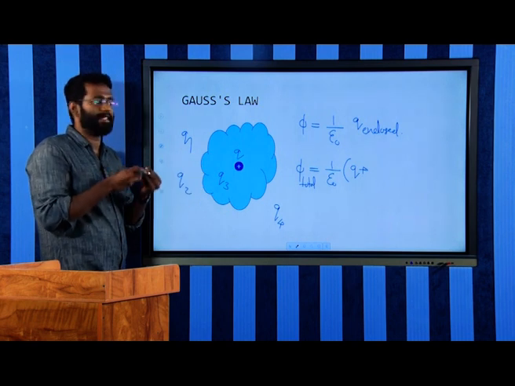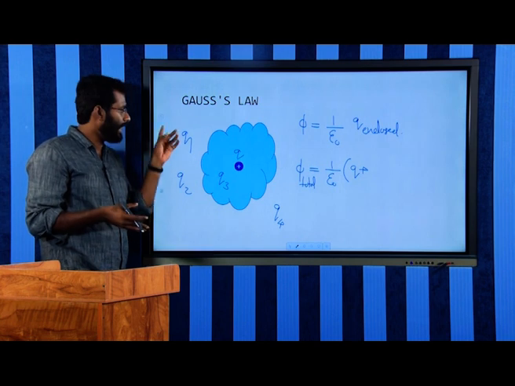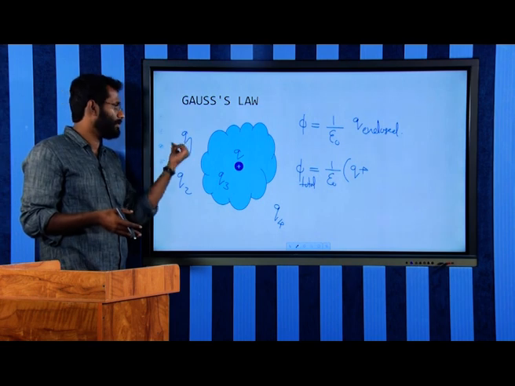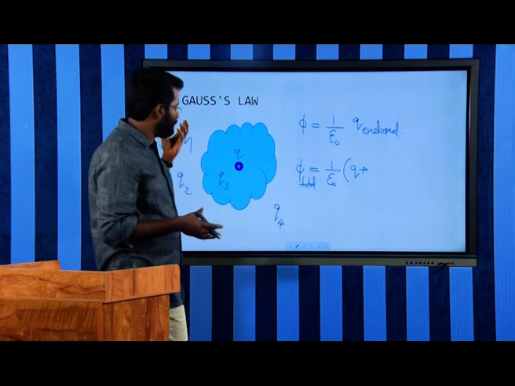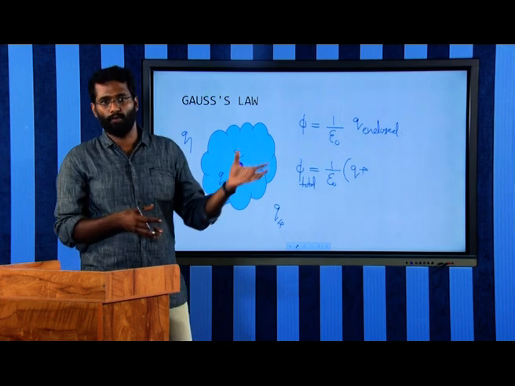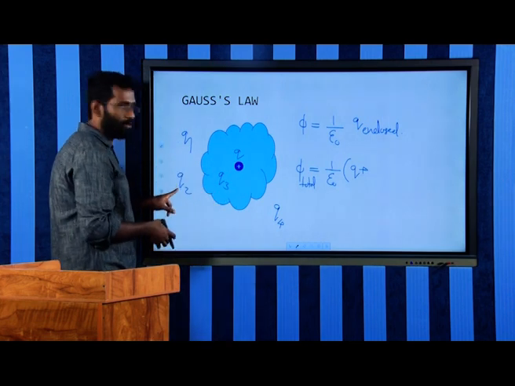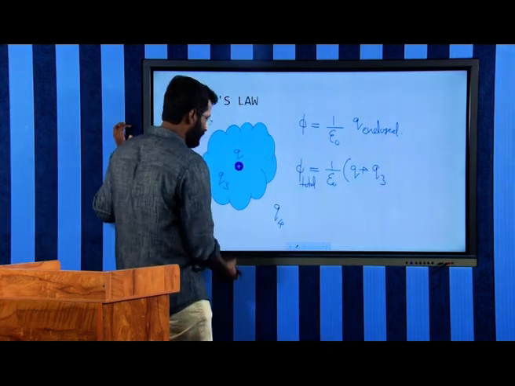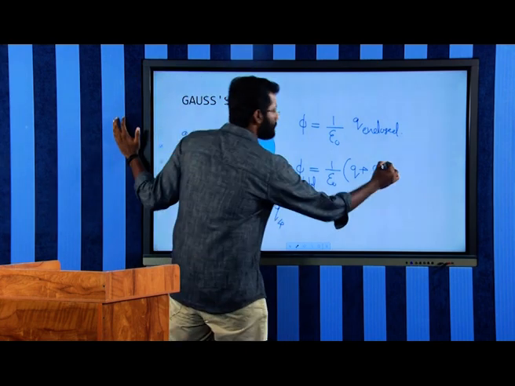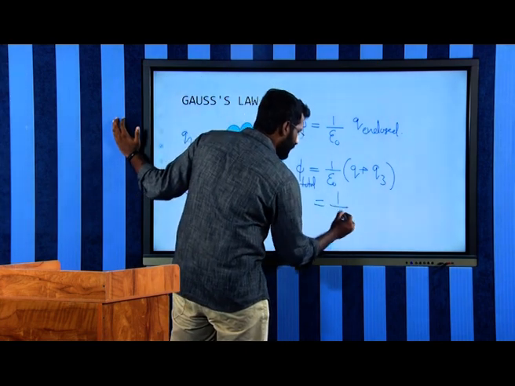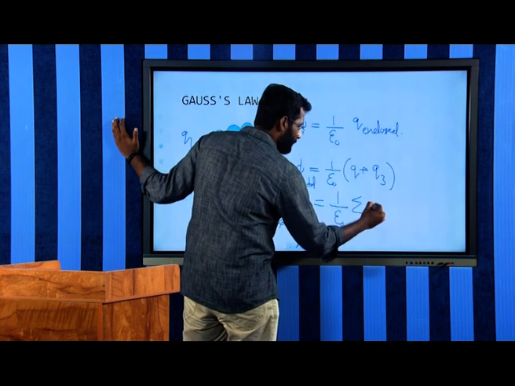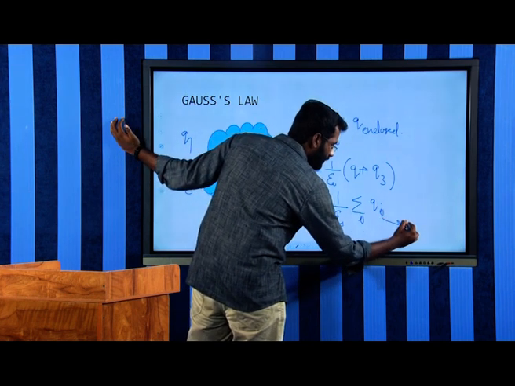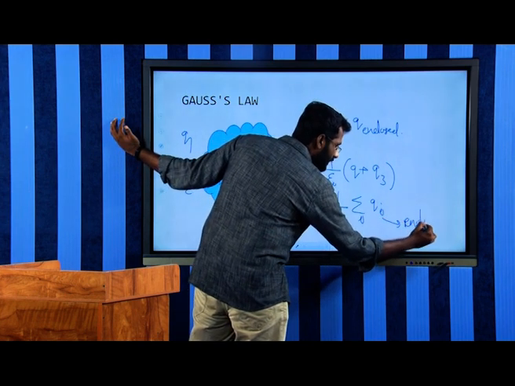An outside charge cannot contribute to the total flux. It can have a flux, but the field lines entering and leaving will be the same due to this charge. So there is no need to consider this q1 here. Then q2 is also outside, no need to consider, but q3 is inside. So q3, and q4 is also outside, so this much only. Simply we can write it as 1 by epsilon 0 summation over Qi. Note that these charges are all enclosed charges.